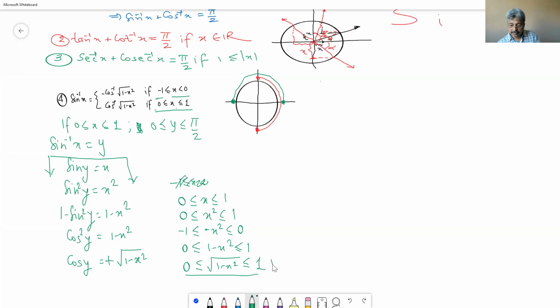Yes. Now you can take cos inverse because this radical 1 minus x square is in the domain of cos inverse, and this implies cos inverse of radical 1 minus x square is equal to y. That is the proof number 2.